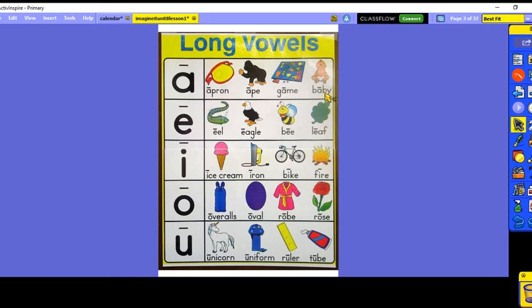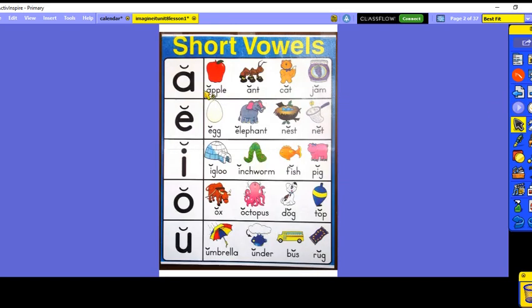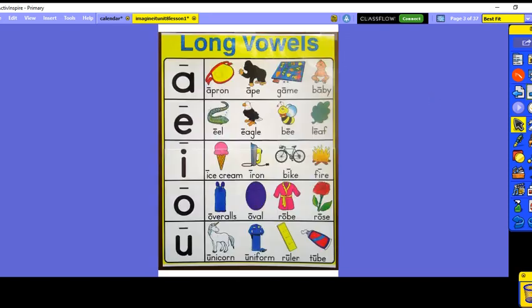And we've already talked a little bit about how the magic E makes the vowel say its name. And that is a long vowel where the vowel says its name. A, game, baby, ape, and apron. Apron, ape, game, and baby all have the A sound, and it's different from the A sound in apple, ant, cat, and jam. Those are different sounds.